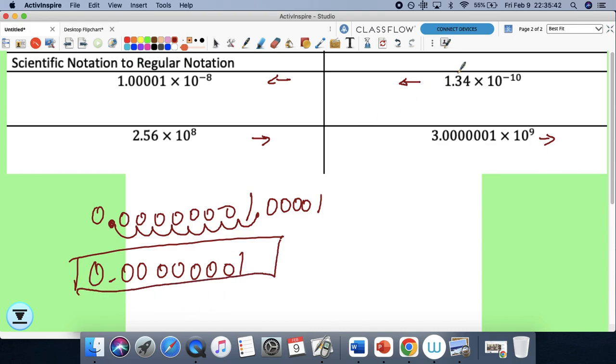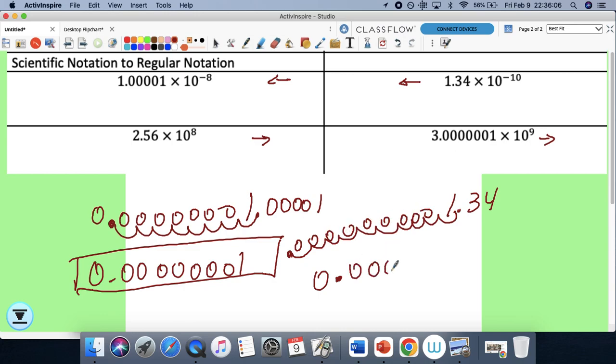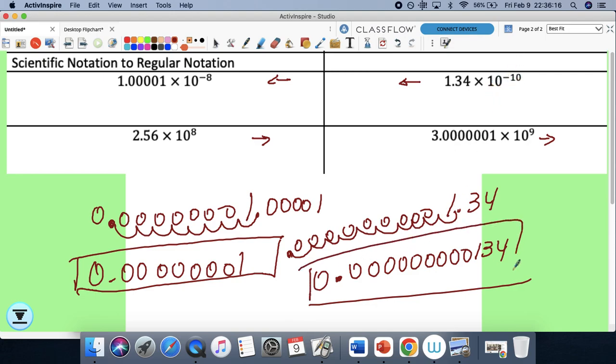Okay. Second one, 1.34. And again, we're going to move that decimal 10 places to the left. 10 place values to the left. 1, 2, 3, 4, 5, 6, 7, 8, 9, 10. There. Fill the empty place values with zeros. So, cleaned up, my answer is 0.0000000001 and then the digits 1, 3, 4. So that's what 1.34 times 10 to the negative 10 equals in standard notation.